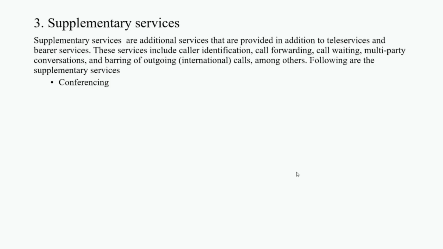Conferencing. It allows a mobile subscriber to establish a multi-party conversation, that is, a simultaneous conversation between three or more subscribers to set up a conference call. This service is only applicable to normal telephony. Call waiting. This service notifies a mobile subscriber of an incoming call during a conversation. The subscriber can answer, reject, or ignore the incoming call. Call hold. This service allows a subscriber to put an incoming call on hold and resume after a while. The call hold service is applicable to normal telephony.